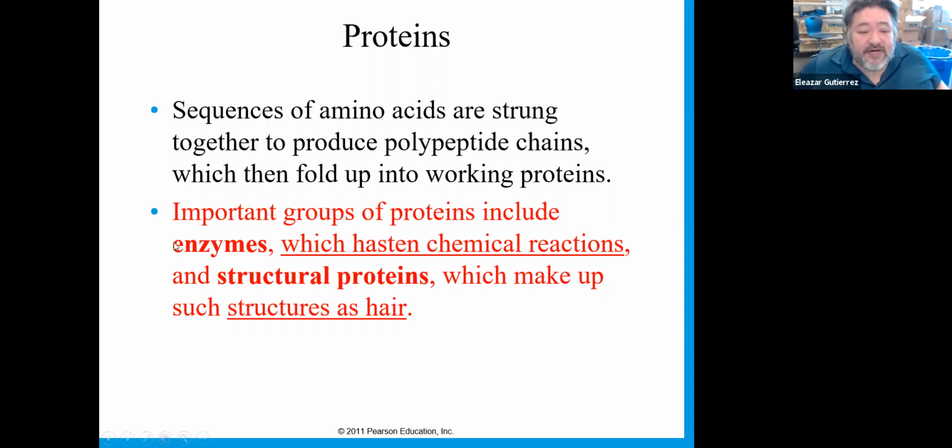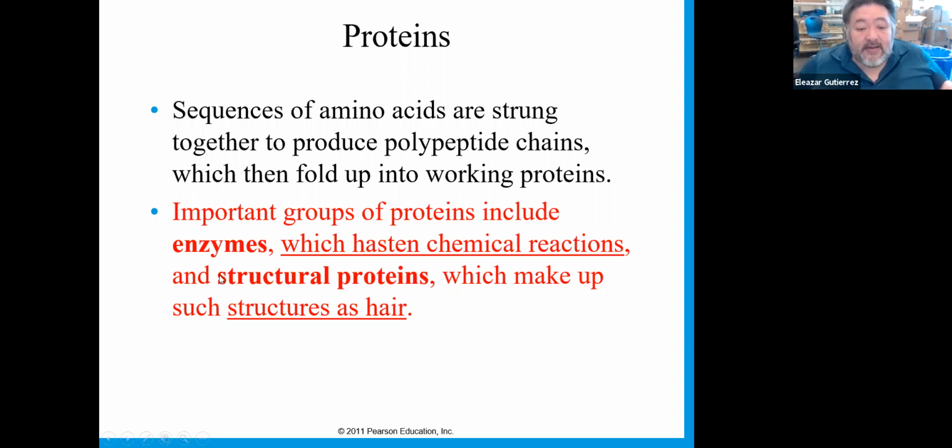Important groups of proteins include enzymes, very important, which hasten chemical reactions. Let's face it, guys. At the end of the day, we're trillions upon trillions of chemical reactions. And furthermore, we're demanding animals. We want everything done now. So how can we have that? We have to have enzymes that facilitate or speed up these chemical reactions. Consequently, we have a lot of enzymes in our body.